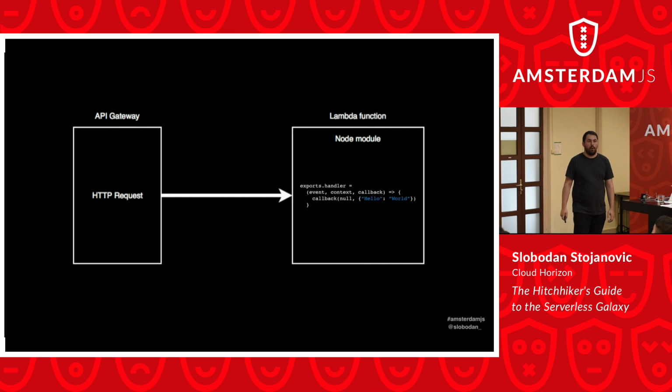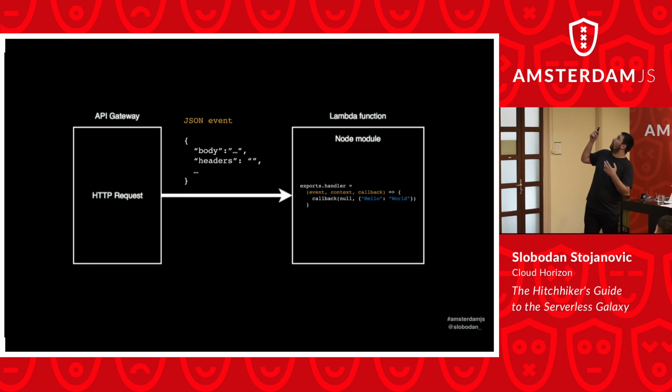So basically, we have our API gateway with some HTTP request. Then we have a simple Node module on this side. It's just a simple module that exports some handler that has a function that will receive event, some kind of context, and a callback, and that's it. And then when something hits that API, it will just send a simple JSON to our function. That will be our event. And Lambda context will be some information about our Lambda function. And callback is simply something that will allow us to return something back to our API.